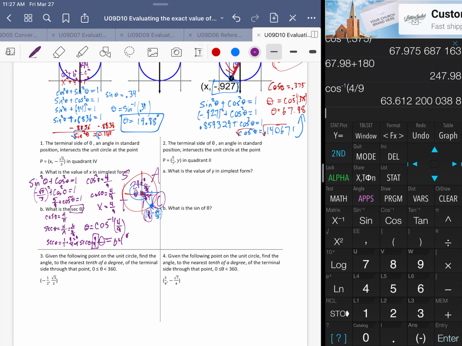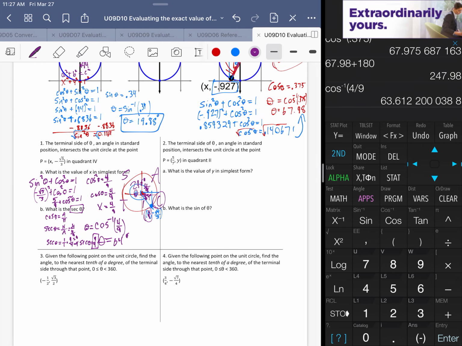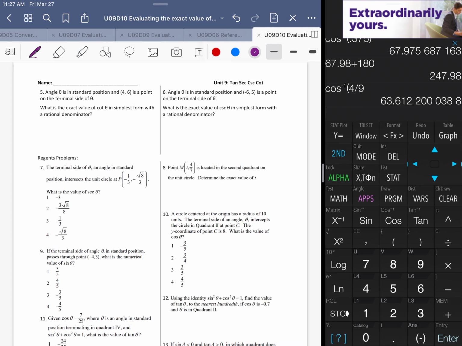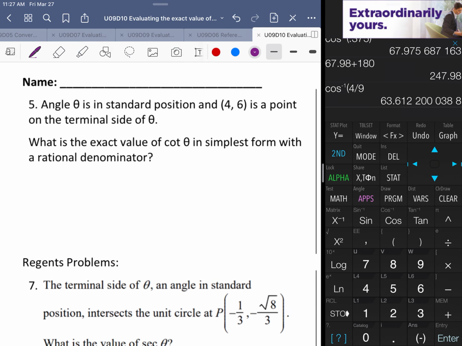You can try and do example 2 on your own. I'm just going to show you one more example on the back of the worksheet. All right, and then there's a couple of Regents problems for you to do as well. Show work as much as possible.